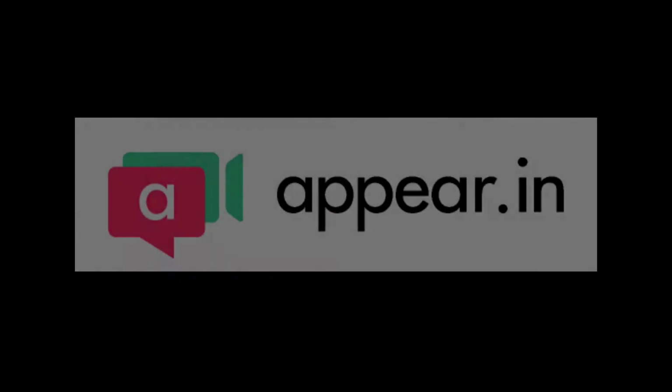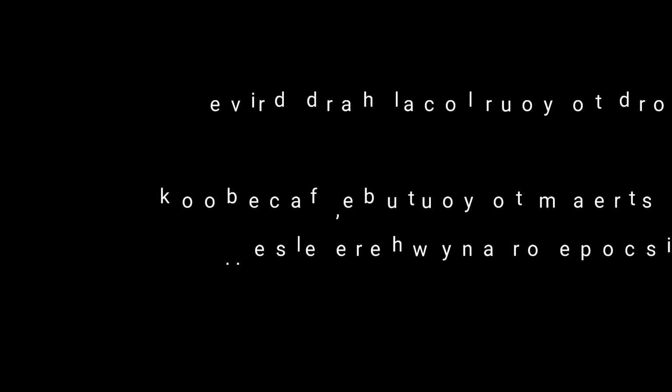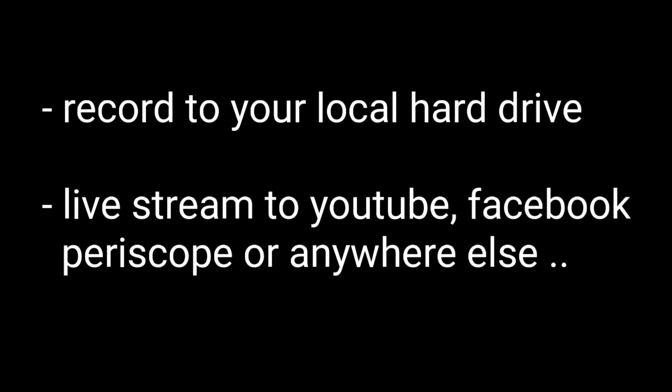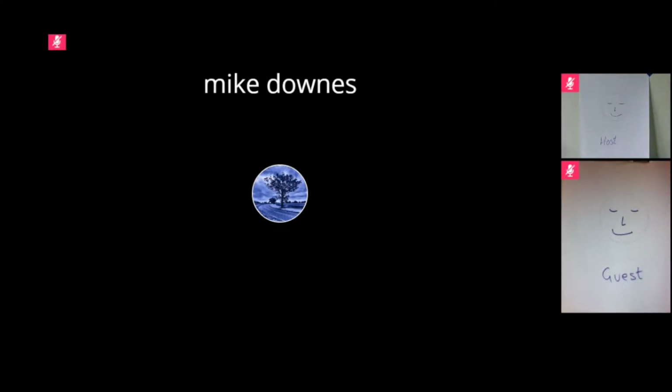Appearing with OBS Studio video 2, where we look at appear.in, that's the logo for it, and that's what OBS Studio looks like. Then we record to the local hard drive or live stream to anywhere you wish. Now the thing is, we've got three: that's me, audio only, plus two mobile devices. And it starts off with a simple black background with audio plus the guests and the host.